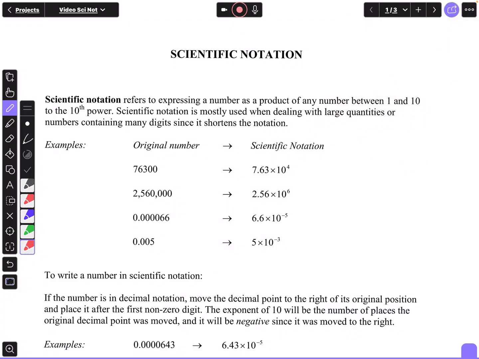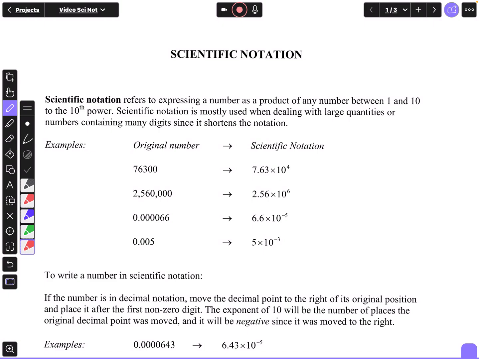Okay, so this video is going to be on scientific notation. It's something important that we need to cover in any science class that's dealing with numbers. Now, scientific notation refers to expressing a number as a product of any number between 1 and 10 to the 10th power. Scientific notation is mostly used when dealing with large quantities of numbers containing many digits, since it shortens the notation.